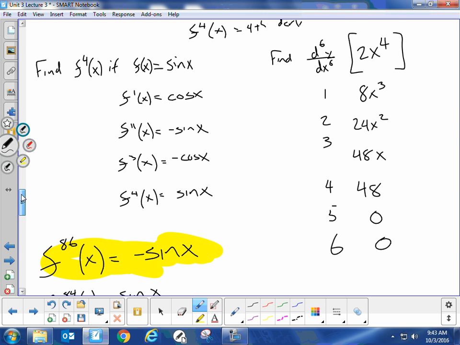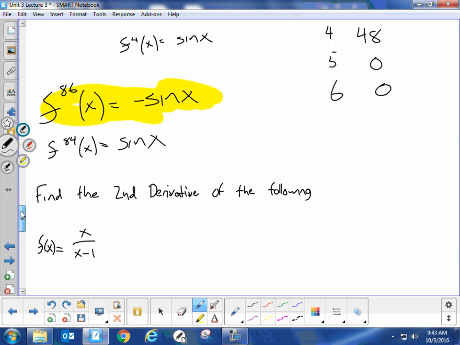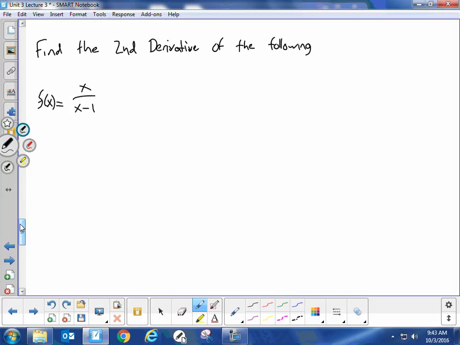Now, when do we use these like second, third, fourth derivatives? Well, usually we'll just stop at the second. The second derivative will tell us stuff about our original function. So we will kind of, next unit, get into what the second derivative can tell us about the original function. So let's just find the second derivative here, just as practice.